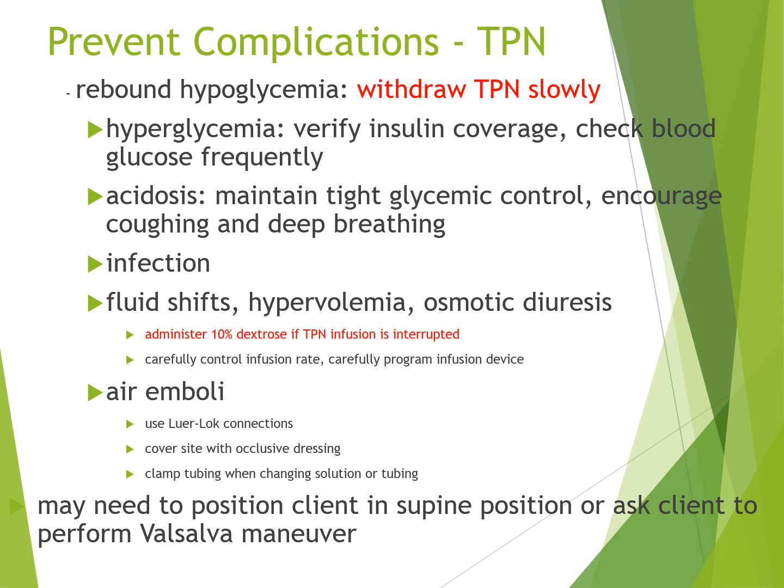And sometimes they're at risk for acidosis, right? So you want to maintain that tight glycemic control, encourage coughing and deep breathing, right? Minimize the risk for infection. Remember, with a high concentration of sugar, just like with diabetics, the risk for infection increases, right? We also want to make sure we're assessing fluid shifts, hypervolemia, and osmotic diuresis, right? You usually give about 10% dextrose if the TPN infusion is interrupted.